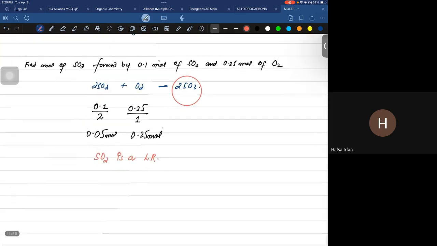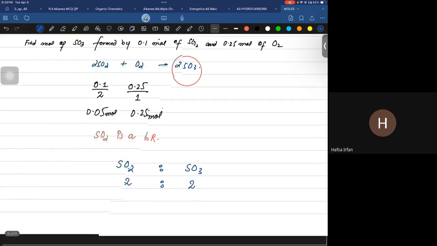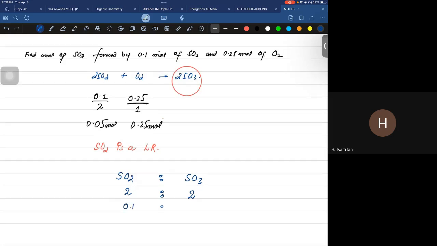Now you got the limiting reactant. Now you can find out the moles of SO3 very easily. How? SO2, then SO3. What's the mole ratio? 2 is to 2. I got the moles of SO2. That was 0.1. This is X. So X is equal to 0.1. Simple. It's the moles of SO3.